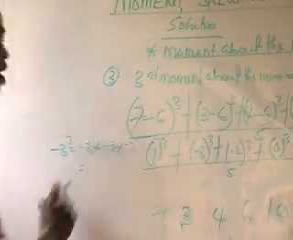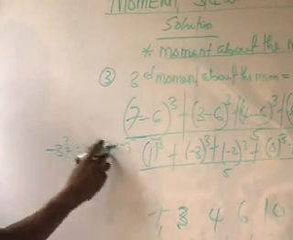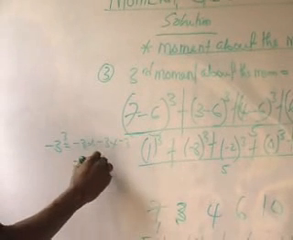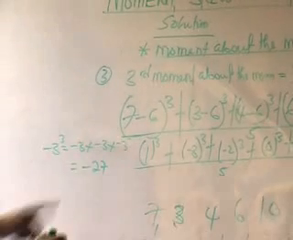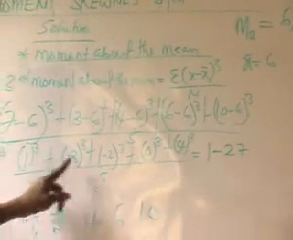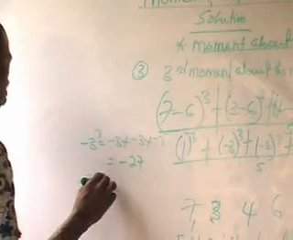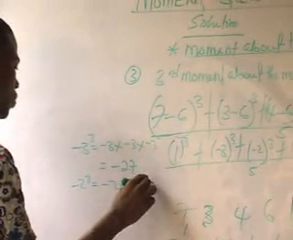Then plus with another minus will give us a minus. 3 times 3, 3 times 3 is 9. 9 times 3 is 27. Are we together? So that's how we get minus 27. The same thing applies to this. Minus 2 raised to power 3 is what? Minus 8. That is, minus 2 raised to power 3 means minus 2 times minus 2 times minus 2.